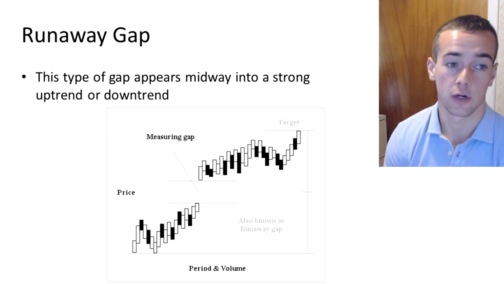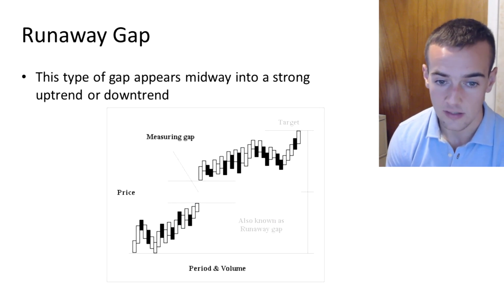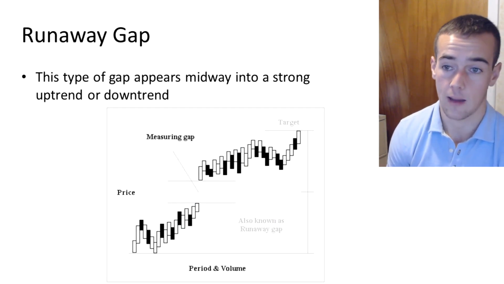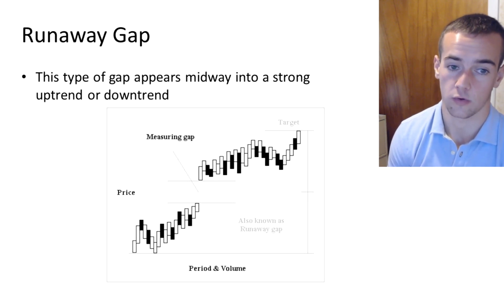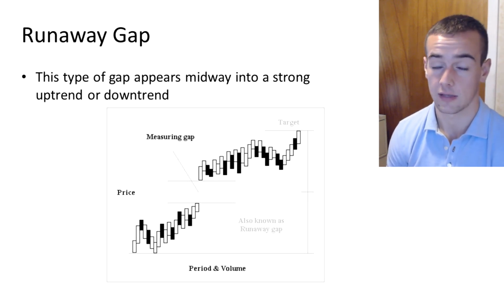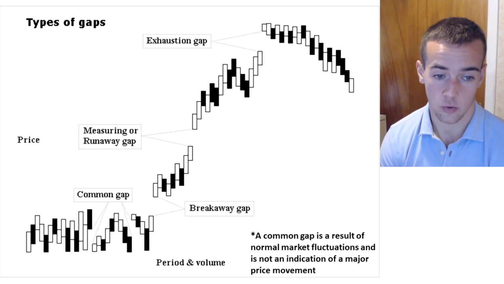And then you have a runaway gap. Now, this type of gap appears midway into a strong uptrend or downtrend, and again, this is a healthy gap. There's nothing wrong with seeing this. Basically, it happens during the middle of an uptrend, whereas a breakaway gap appears at the beginning of an uptrend. And then this picture here just gave a good example of what these gaps are going to look like.